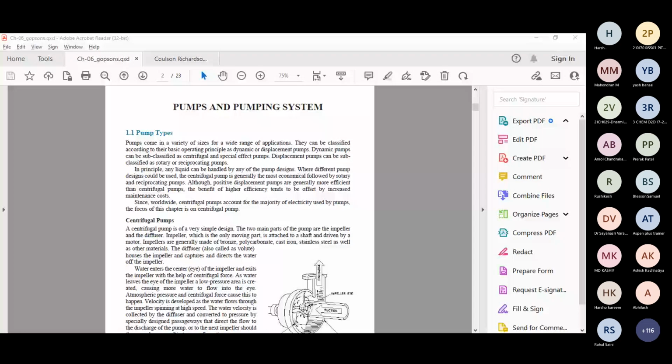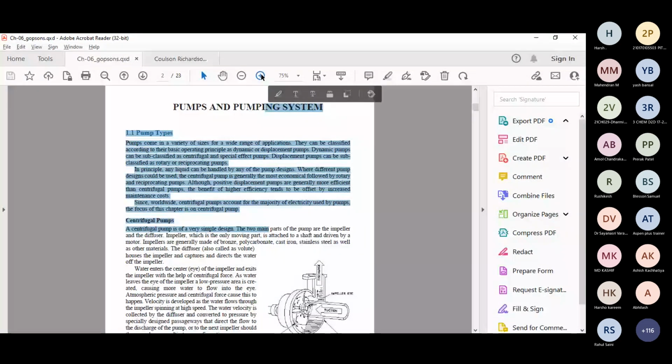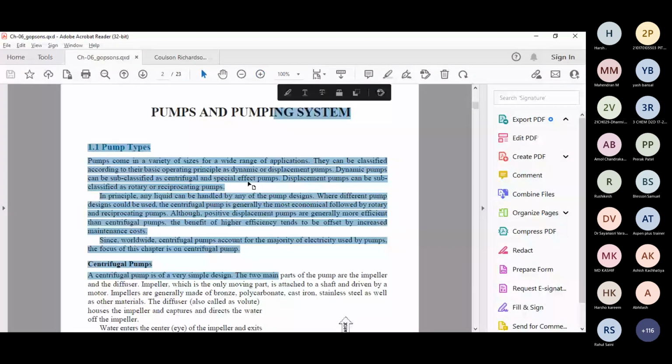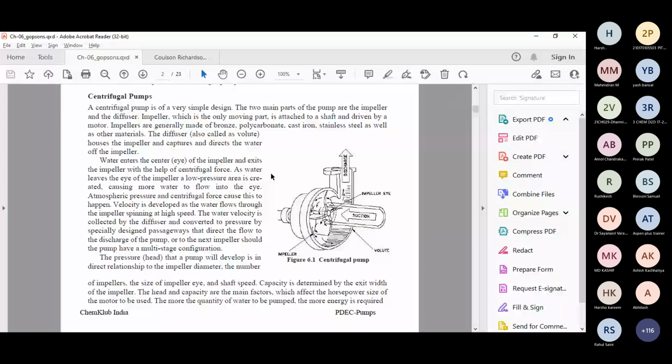Now what are the different parts of the pump? We will see. As I said, the impeller, which is the only moving part, is attached to the shaft and driven by a motor. For impellers, there are different MOCs. There can be bronze, polycarbonate, cast iron, SS, right? Here it is mentioned that the impeller is made up of bronze.